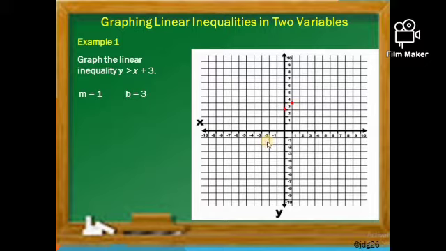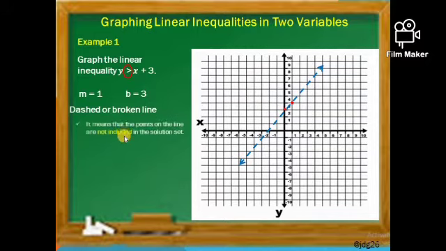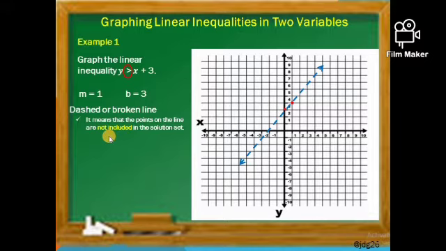Next is, anong line ang kailangan natin gamitin sa pag-connect ng dalawang points? Tingnan natin yung symbol. Since the symbol is greater than, therefore, we are going to use a dashed or broken line. It means that the points on the line are not included in the solution set. Para malaman natin kung anong part ang kailangan natin i-shade as part of the solution set, kailangan natin ng testing point. At ang gagamitin natin na point ay ang 0, 0.